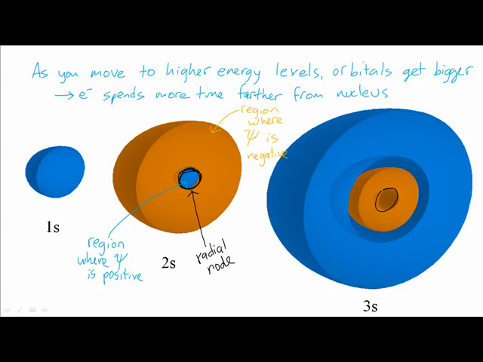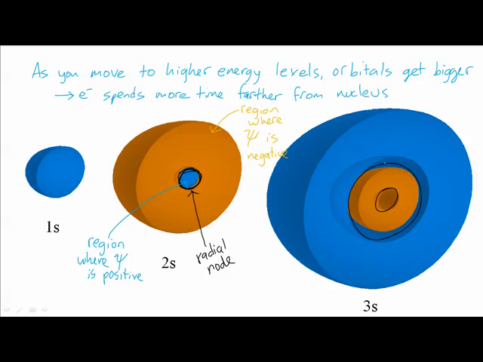This one here, the 3s orbital, has two radial nodes. These are like cut off views. So we've cut the orbital in half and we're kind of looking inside it. So 3s gets bigger, it has more nodes, and essentially that'll continue. 4s would be even bigger, it would have 3 radial nodes, and so on.